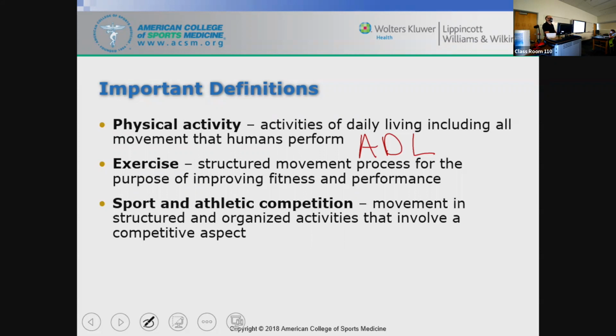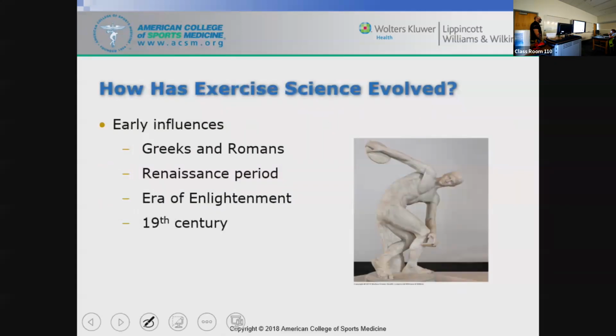All right, let's go over a little history. History class. So some early influences of exercise science, if you will.